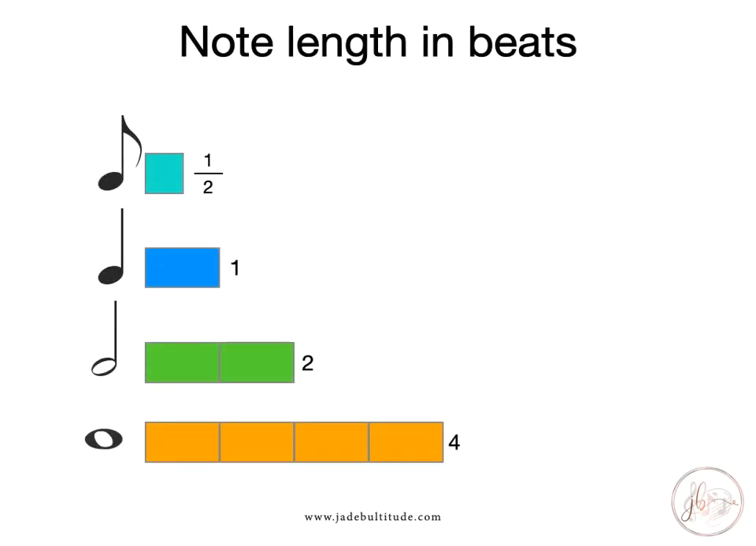Let's remind ourselves of our note lengths. At the top we have our quaver, or eighth note, which is worth half a beat. Then we have our crotchet, or quarter note, which is worth one beat. Then we have our minim, or half note, which is worth two beats. And then we have our semibreve, or whole note, which is worth 4 beats.